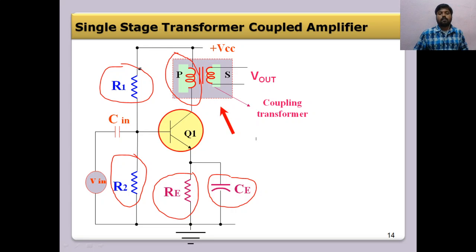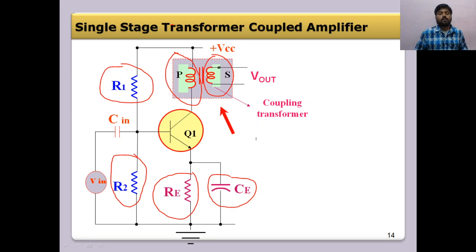And how is the output collected then? We know the function of a transformer is mutual inductance. Due to mutual inductance, the secondary winding will get the same voltage which is developed across the collector, that is, the primary of the transformer. So here the coupling is with the transformer.